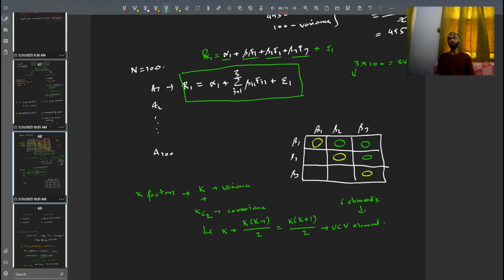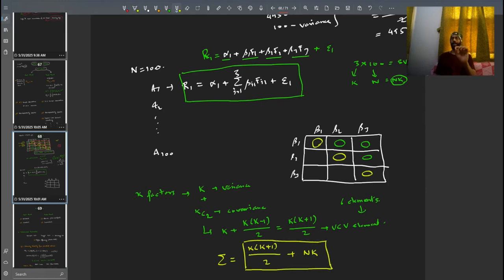So if there are k factors and n assets, we need n k sensitivity values, right? So in total what we are left with is, let me write here, in total we have k into (k plus 1) by 2 elements. This is for the VCV matrix of factor base, and then we have nk sensitivities. So total these many measurements have to be done.